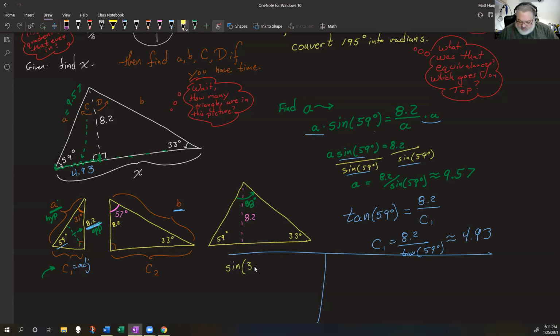We should use the 33, which means we're going to be using sine since we have the opposite and want the hypotenuse. But oh no, the variable's in the denominator. Yeah. Oh no. We can just flip them.